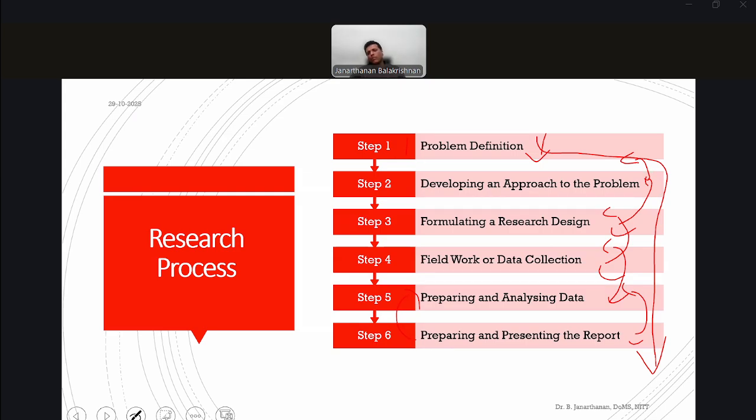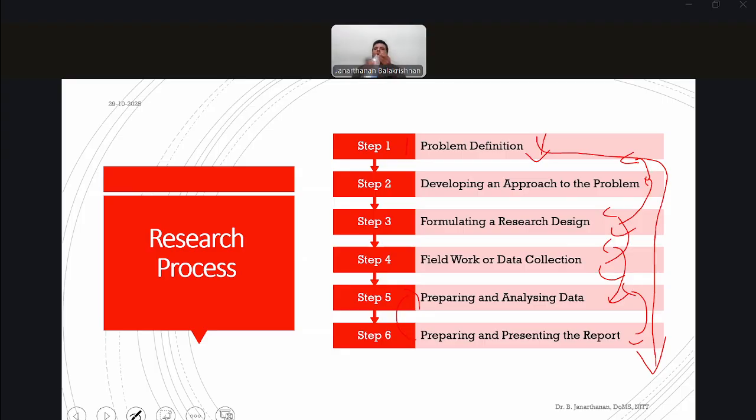So how will you define a problem, if I can ask you? How will you define a problem? Is a problem evident in each and every case, or is there any research question without a problem? So how will you define a problem? Any ideas how will you define a problem or problem definition?